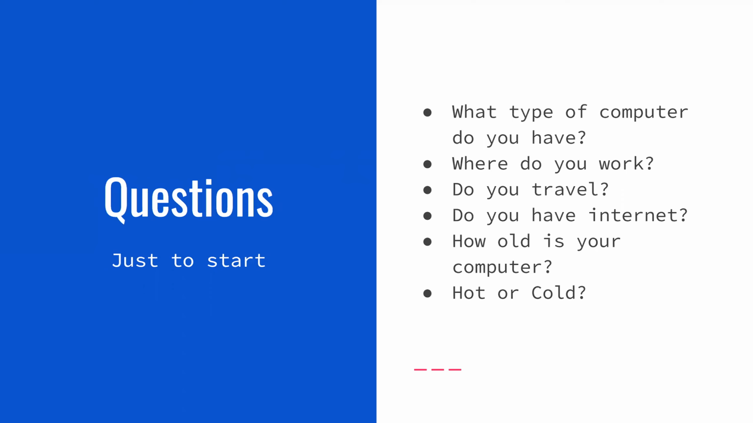So some of the questions you should probably ask yourself whenever you're trying to determine what sort of cloud storage you want is: what type of computer do you have? Where do you work? Do you travel? Do you have internet? How old is your computer? And do you want hot or cold storage? So we'll go over these kind of naturally as we progress, but the one I do want to mention is hot or cold. So hot storage, you can think of as always available.